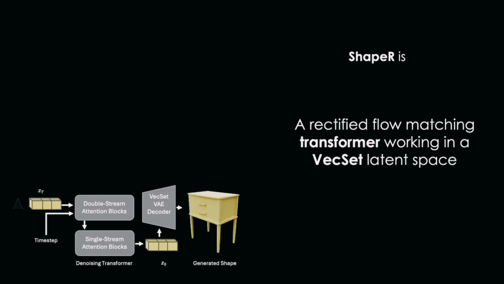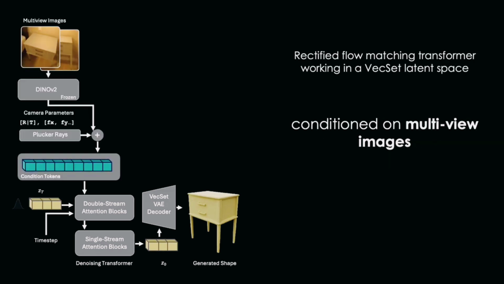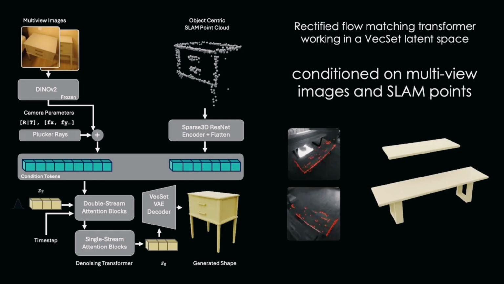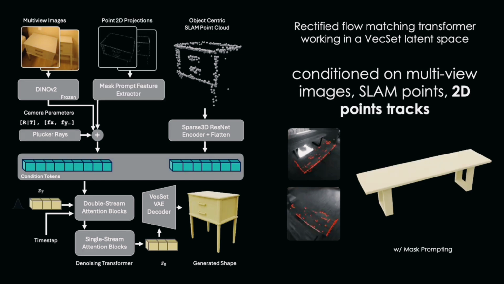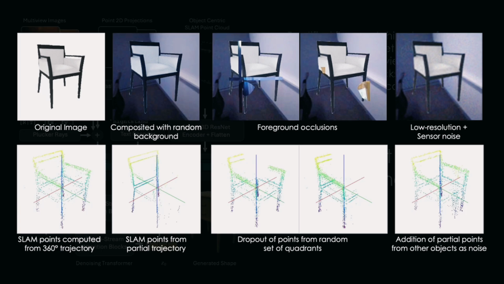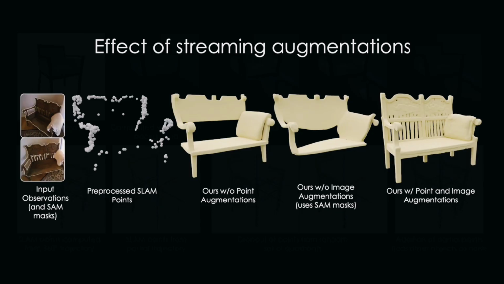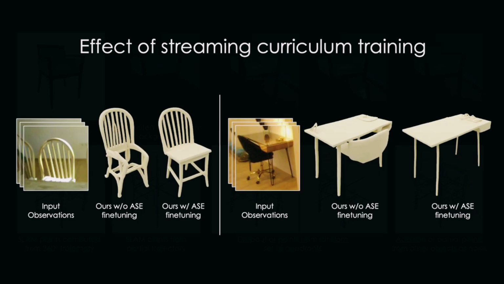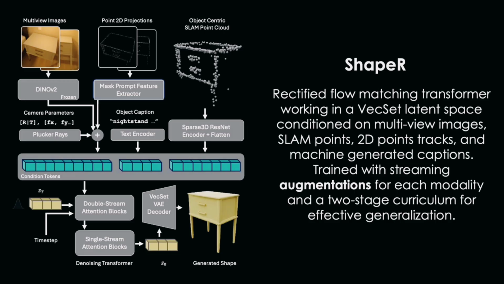At its core, ShapeR is a flow-matching transformer denoising a latent representation. It is conditioned on multi-view images and their poses, SLAM points, some 2D point prompts, and text. The model is made further robust by using a range of compositional augmentations across all the modalities, and the two-step curriculum learning approach further increases its robustness. Note that ShapeR has only been trained with synthetic datasets, yet it delivers strong real-world performance.